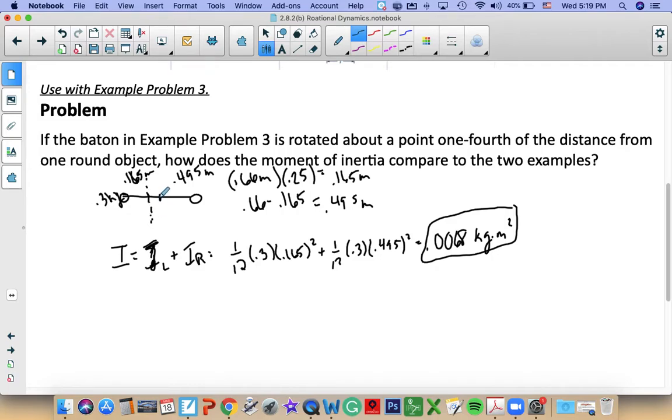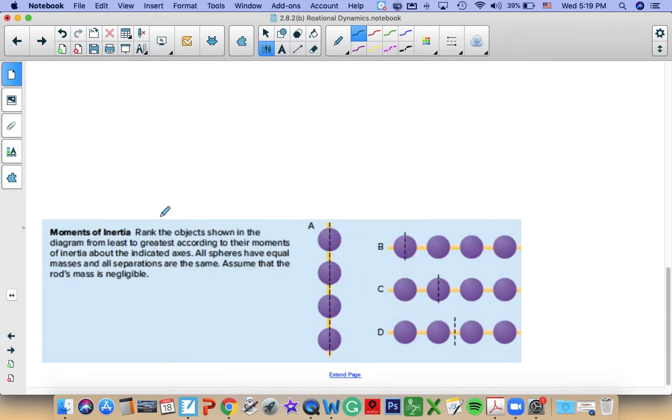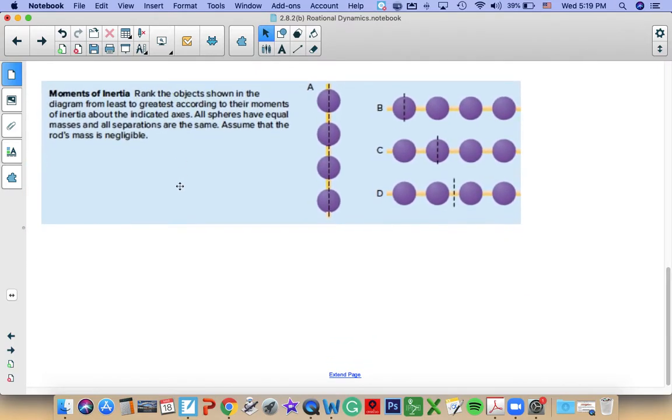All right. So let's look at one more question below here, and then we're going to be on to Newton's law of angular movement. We're going to rank these objects from least to greatest for their moments of inertia about the indicated axis. So this would be down through there, that axis, that axis, that axis. All spheres have equal masses and all separations are the same. Assume that the rod's mass is negligible, so we don't care about that yellow rod in between.